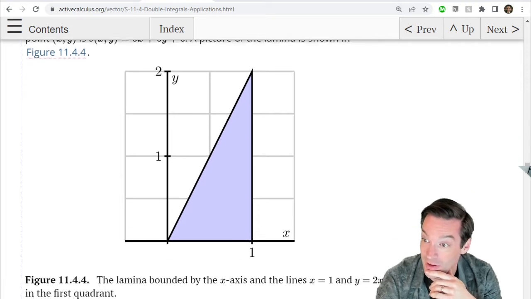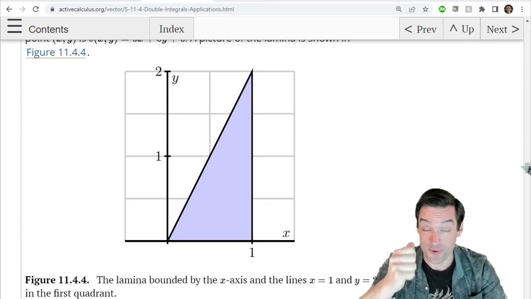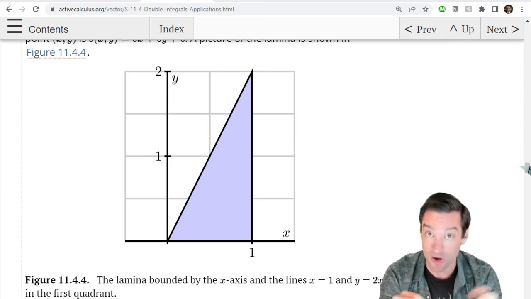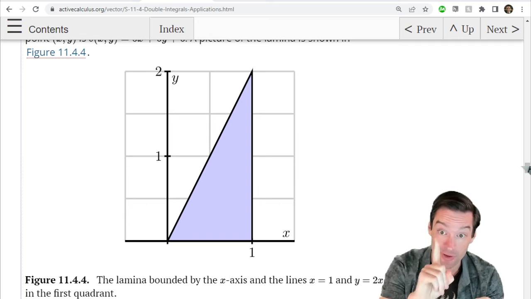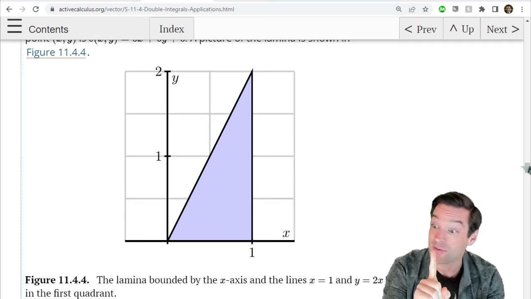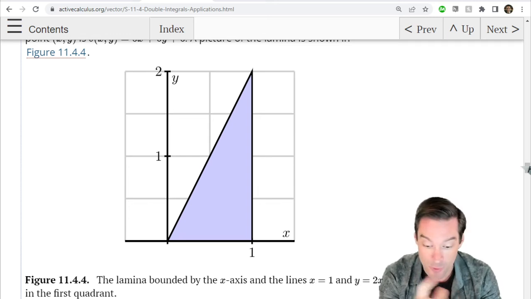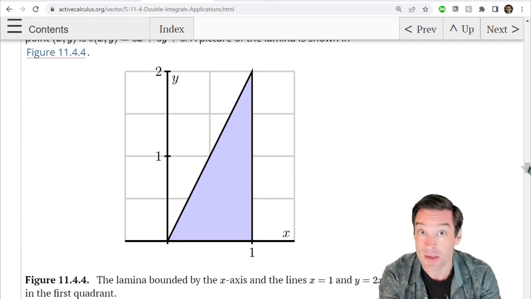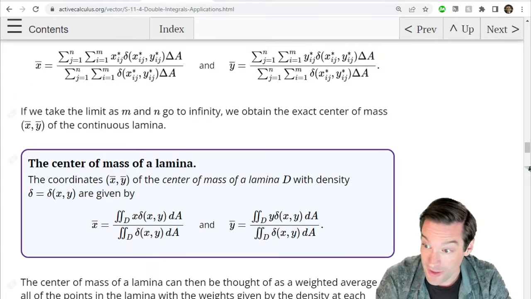So if I had a triangle that looked like this one, and if it had a uniform thickness and I was holding it in my hand, a piece of cardboard or something cut out in this shape, then where in this triangle could I put a balance point? What XY coordinates could I balance this triangle on? And the coordinates of that point are called the center of mass of the lamina. So how would we use multivariable calculus to do that?